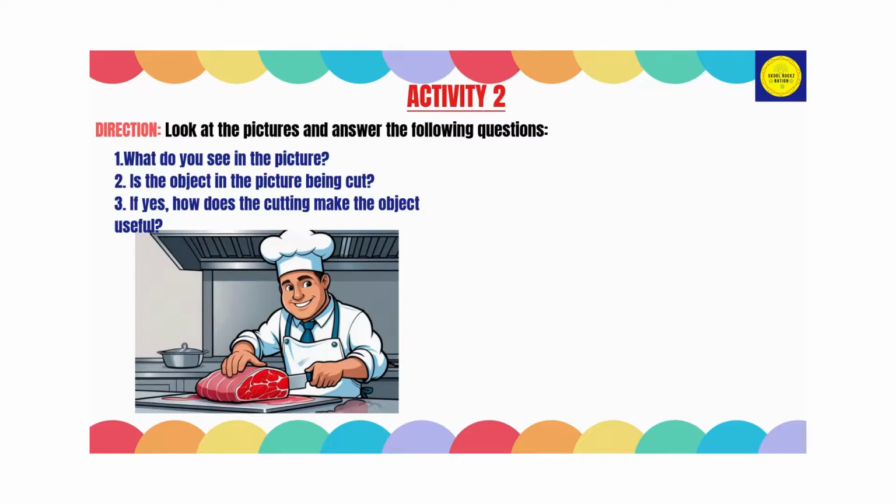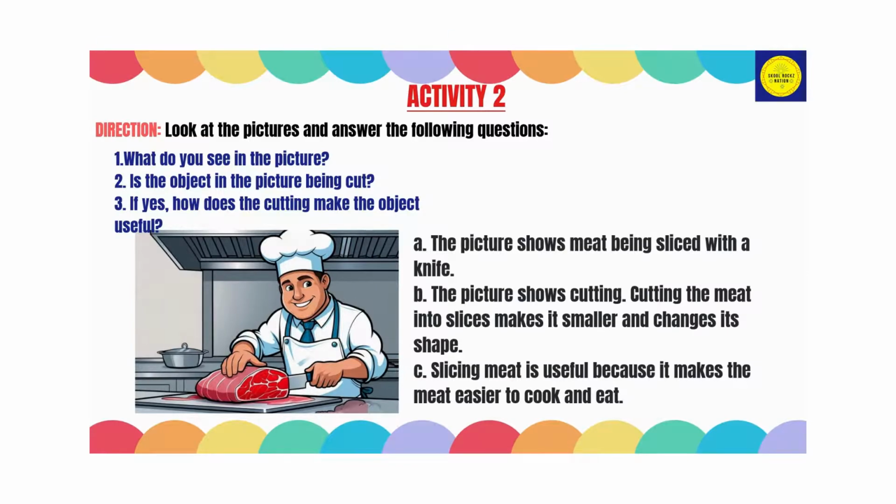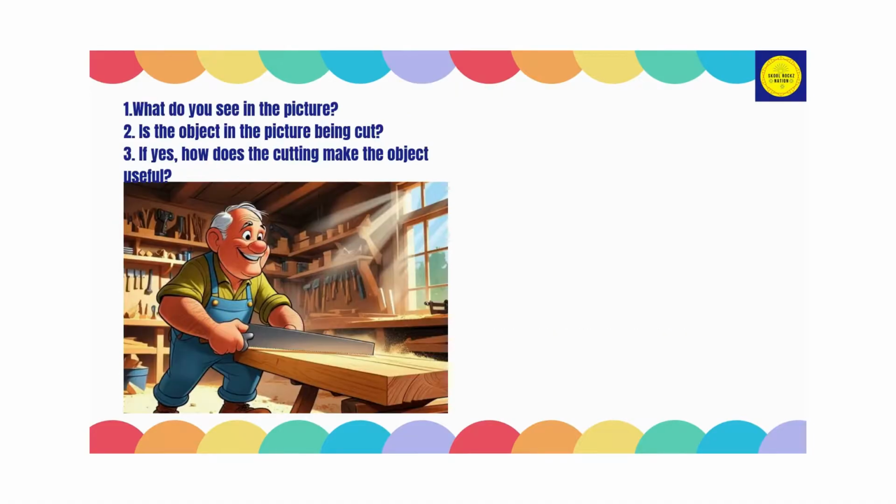Here are the answers. A. The picture shows meat being sliced with a knife. B. The picture shows cutting. Cutting the meat into slices makes it smaller and changes its shape. C. Slicing meat is useful because it makes the meat easier to cook and eat. Here's the second picture, which also has the same questions.